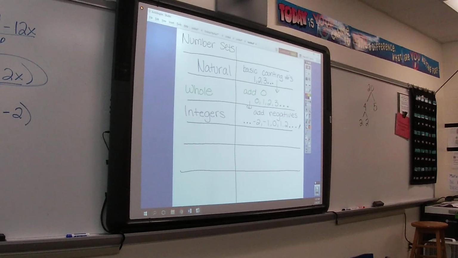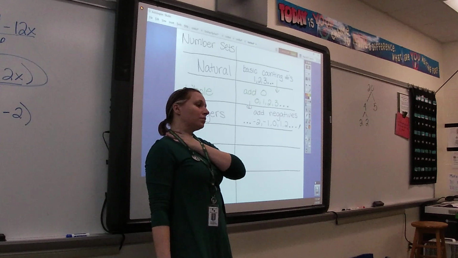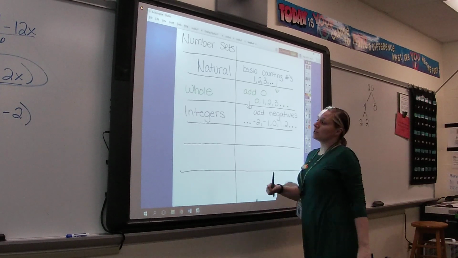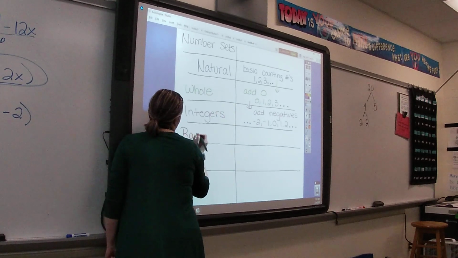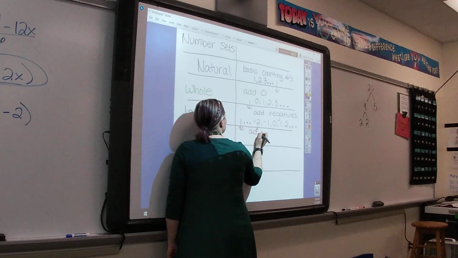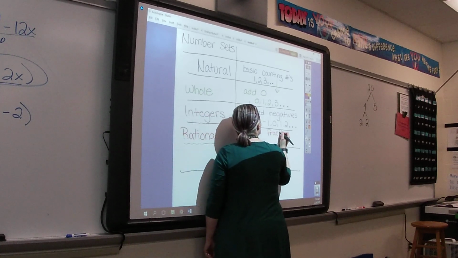So now we can count in both directions. Then your pizza comes into play, and here's where we add fractions and decimals.